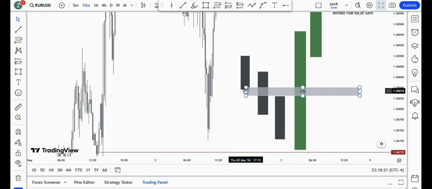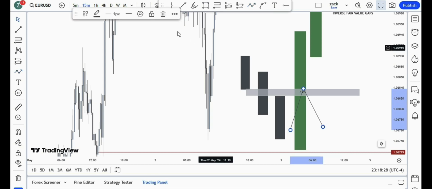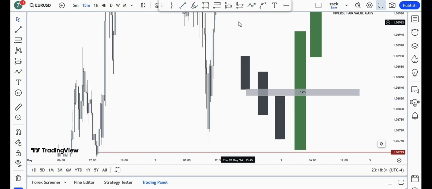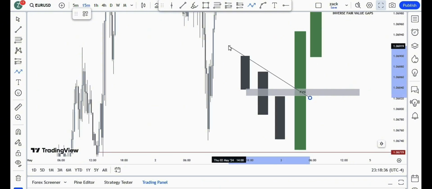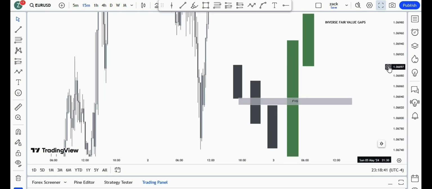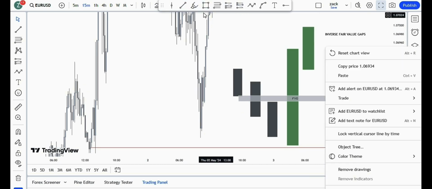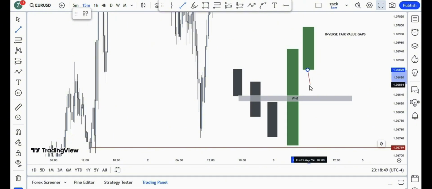Initially, price was supposed to do like this and come down. But price disrespected this fair value gap and went higher, even closing above the pattern. So with this in mind, this is what you now do. You expect price to come back down, tap on this, and go higher.